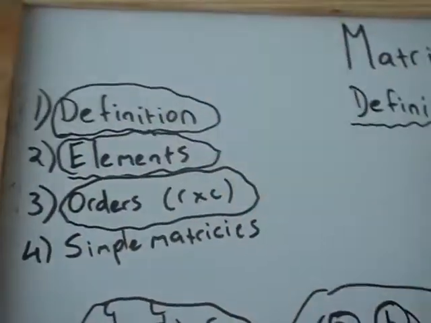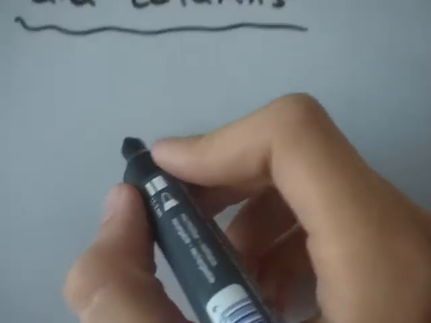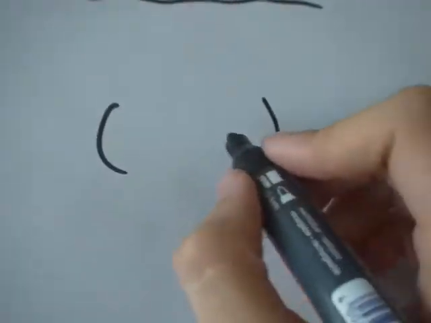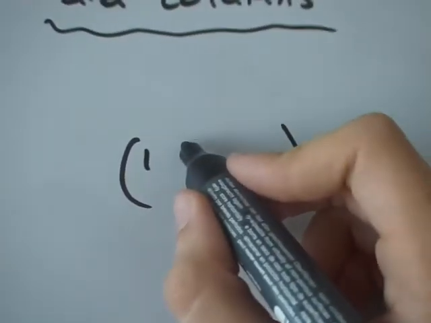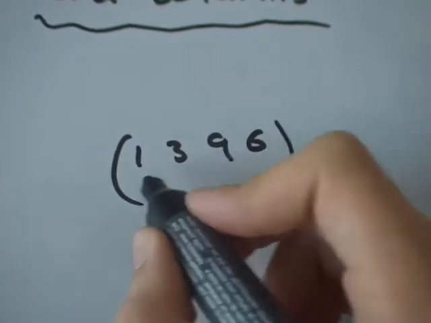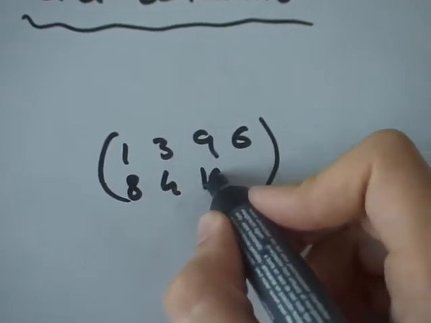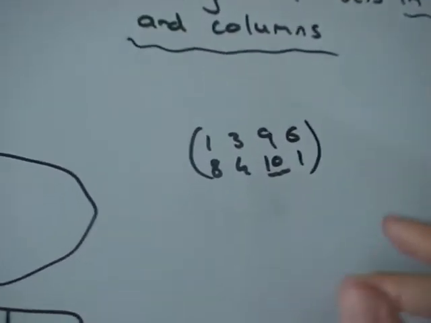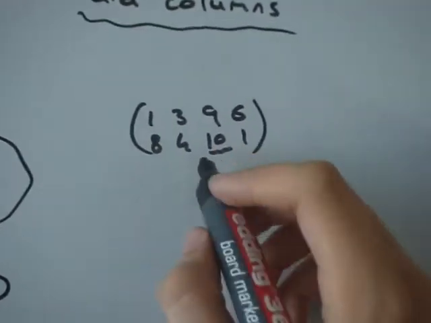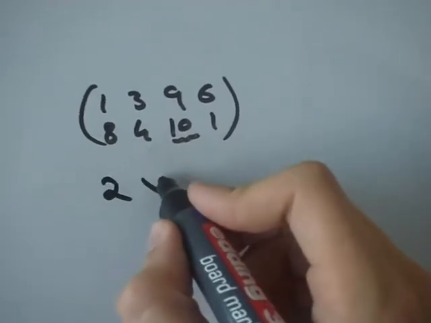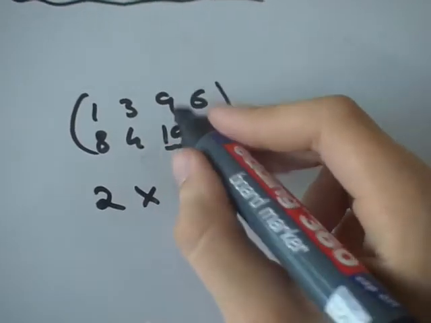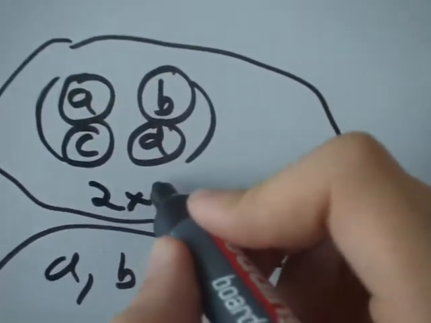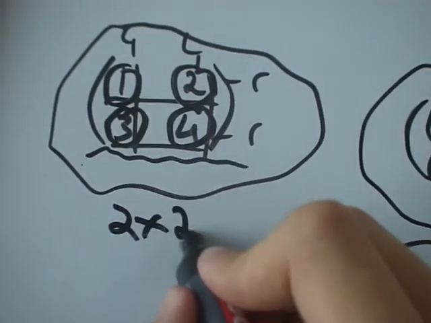Orders. Next thing we have to go on to. Slightly more difficult, well, actually a lot more difficult. Orders. Okay, let's do this. So the order of this matrix would be 2 by 4. The order of this matrix is 2 by 2, and the order of this matrix is 2 by 2.